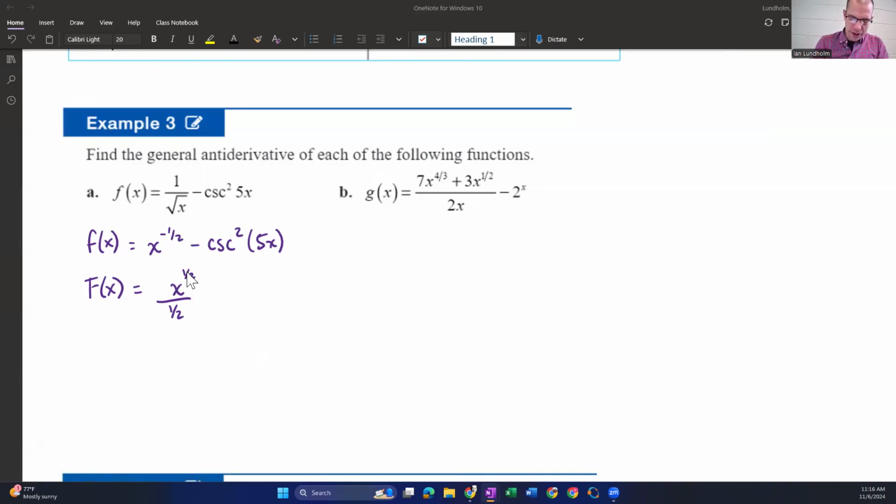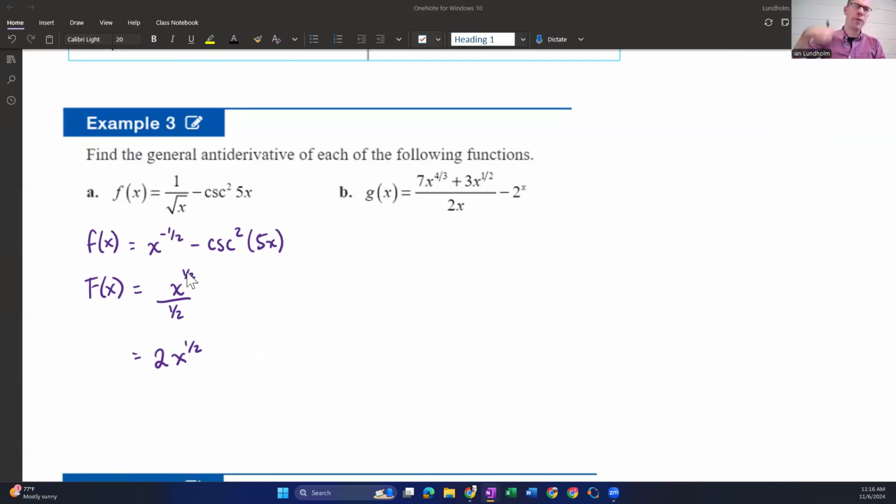So I'll go ahead and write this down, but I'm also going to write this down because this is what I would normally just skip to. That's 2 times x to the 1/2, or 2 times the square root of x. Yeah, normally multiplying by the reciprocal is the way to go rather than dividing by a fraction.